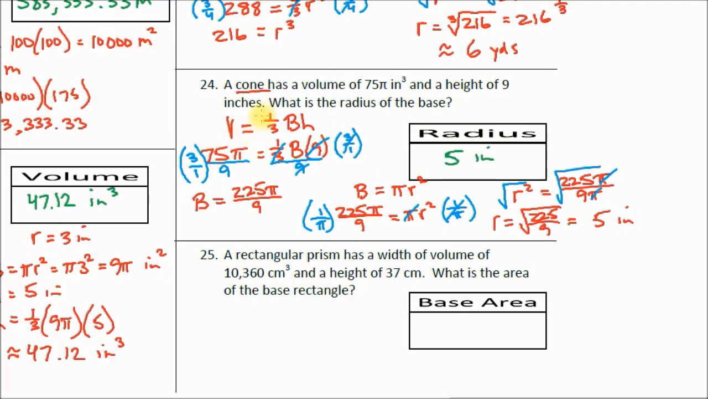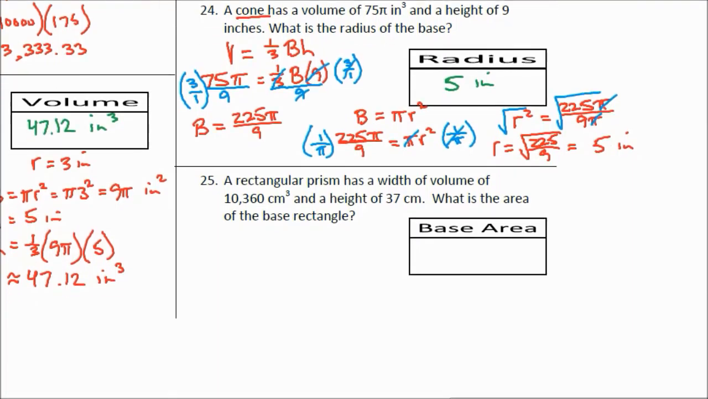So look what I did. I plugged in everything I knew in my volume formula, found the volume or the base area, and then plugged that into my base area formula, which is a circle, pi r squared, and I solved for r.